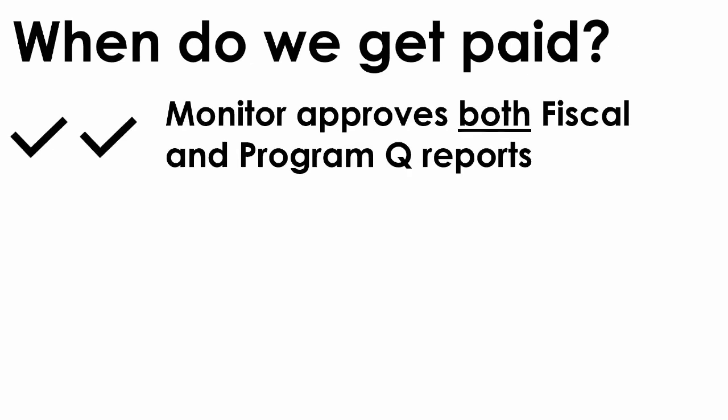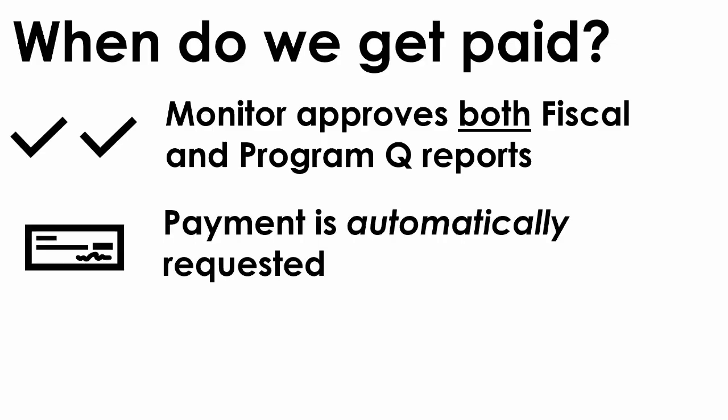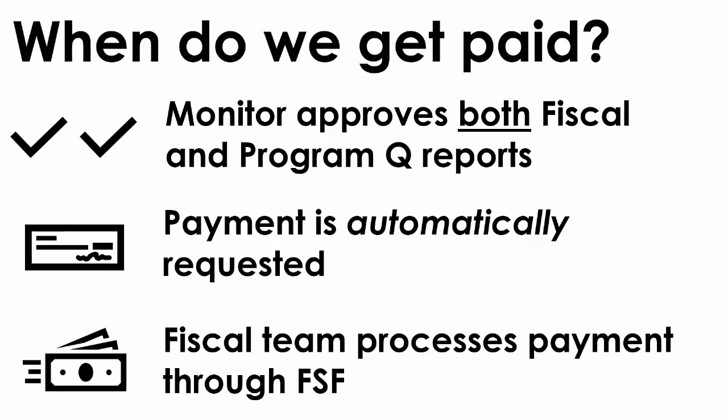If you're wondering when your agency will receive payment, be aware that monitors must approve both the fiscal and the program quarterly reports before we have the option to submit for a payment. Then there's a button in the system for us to automatically request your payment. This sends a notification to our fiscal team in the system. Once Fiscal receives that notification, they take the appropriate documentation and process the payment through the State of Delaware's First State Financial System, or FSF.